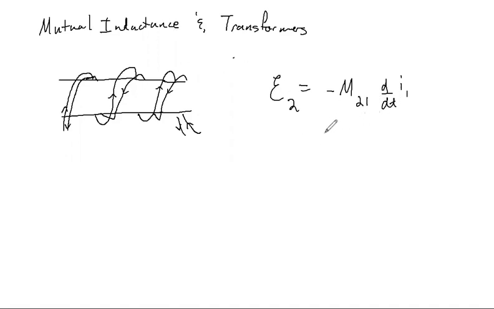Not too surprisingly, for linear materials, we can dispense with the derivatives. Instead of using calculus, we can rewrite this and say the mutual inductance of 2 on 1 is simply the flux through loop 2 divided by the current 1. And similarly, for the mutual inductance of 1 on 2, you just swap the labels.